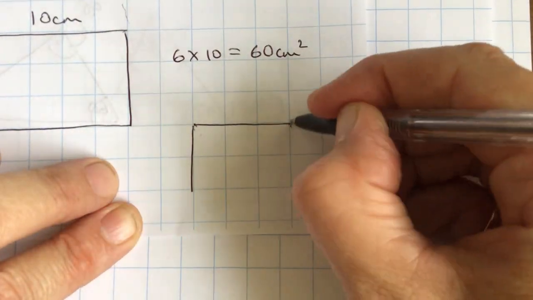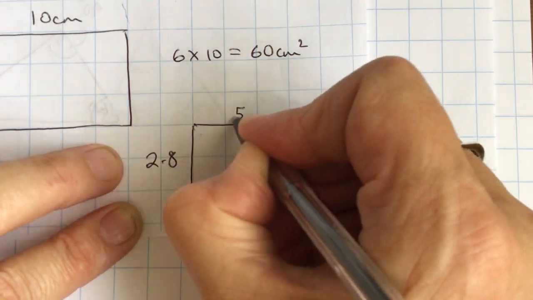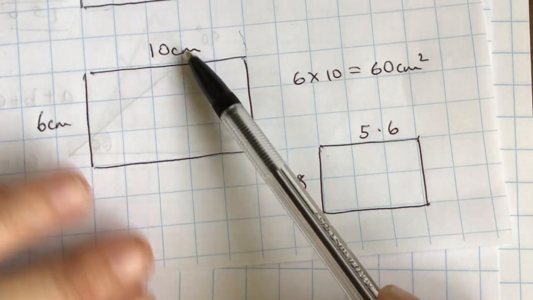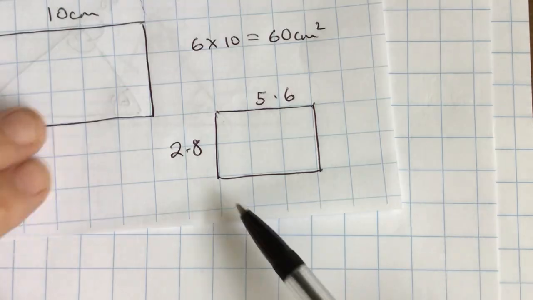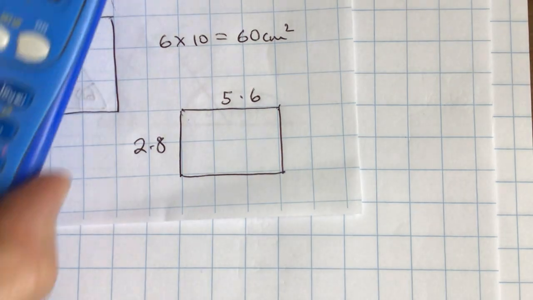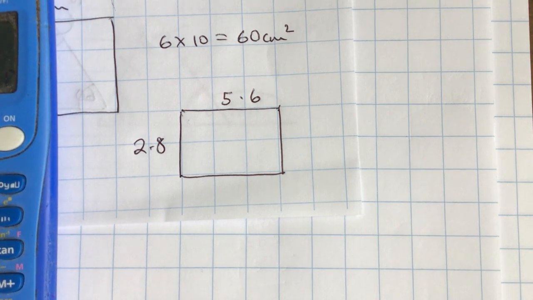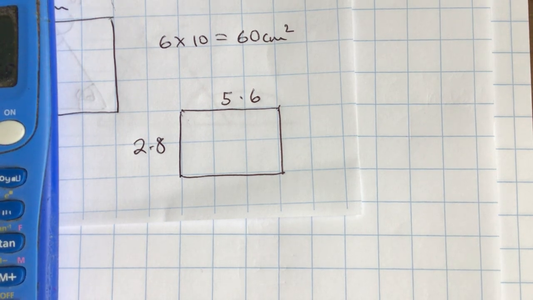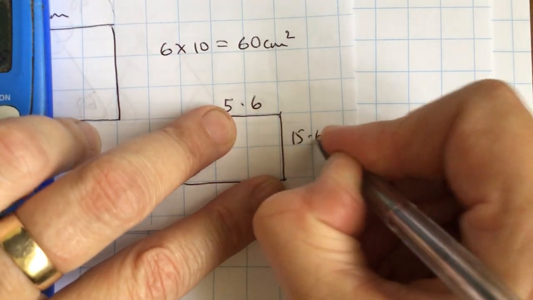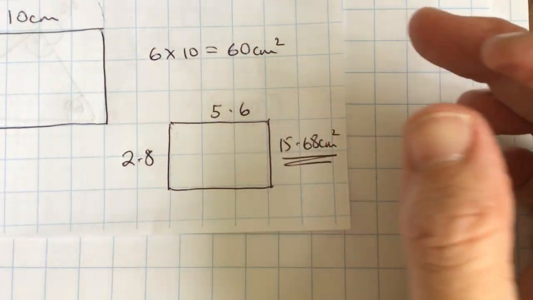So if we had something like 2.8 times 5.6, we would follow the same rule. So here we do 6 times 10, here we do 3 times 5, so here we do 2.8 times 5.6. And in this question I'm going to use a calculator, so I'm just going to turn it on. 2.8 times 5.6, and the answer is 15.68, so I write that down, 15.68 centimetres squared. So that's how to find the area of a rectangle.